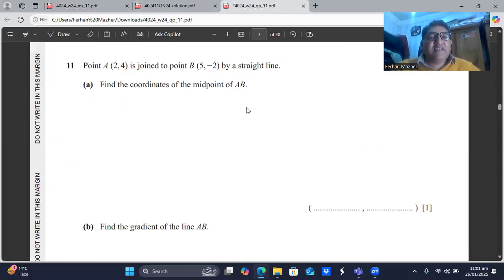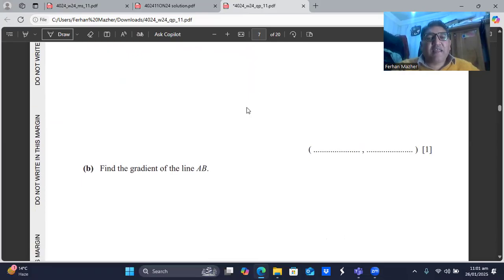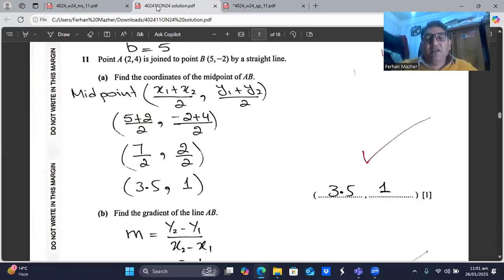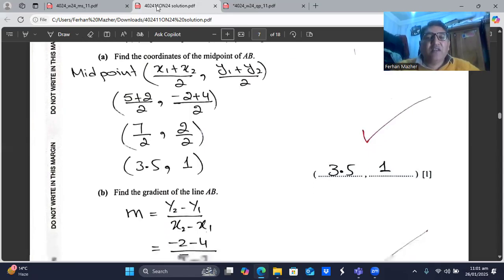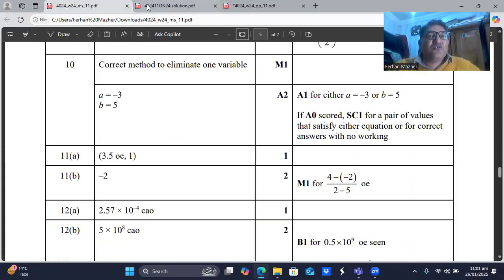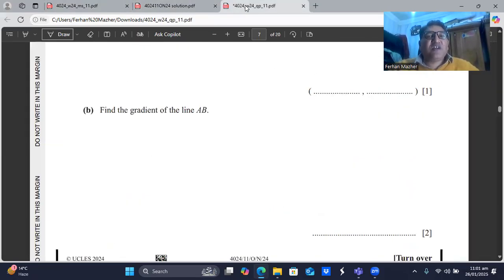And here we go. Then he says, find the gradient of the line AB. So we know the coordinates of A, we know the coordinates of B, so we can find the gradient. The formula is y2 minus y1 divided by x2 minus x1. Just put in the values of y2 and y1 and x2 and x1. So minus 2 minus 4 divided by 5 minus 2, that's minus 6 divided by 3, that is minus 2. So the gradient of AB is minus 2. So this is how this question is done.